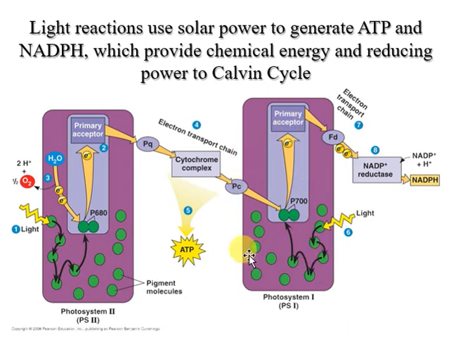So again, it's a recycling process. P700 will be oxidized to P700 plus when it drops off its high energy electron at the primary electron acceptor. And then it will be reduced back to P700 when it gains the electrons that are dropped off from photosystem 2.